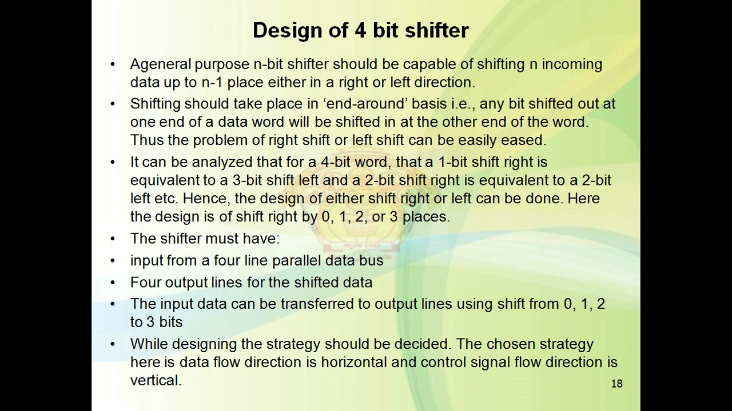Okay, so you will get one example here. If you take a 4-bit register, a 1-bit right shift is nothing but equal to 3 left shifts. So here it can be analyzed that for a 4-bit word, a 1-bit shift right is equivalent to a 3-bit shift left, or a 2-bit shift right is equivalent to a 2-bit shift left. Hence, the design of either shift right or shift left can be done.